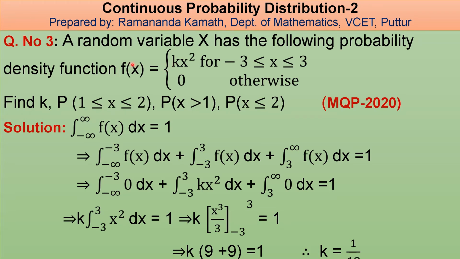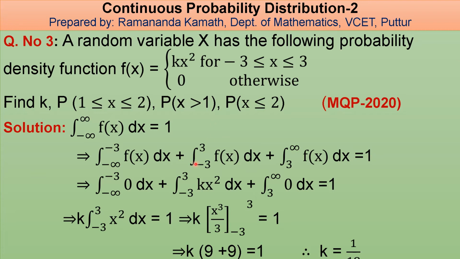Since f of x is a probability density function, integral from -infinity to +infinity f of x with respect to x is 1. Now to substitute for f of x will be kx square from -3 to +3. This integral is from -infinity to +infinity. So split this integral into sum of integrals, as integral from -infinity to -3, then integral from -3 to +3, then integral from 3 to infinity. The sum of the three integrals will be equal to 1.